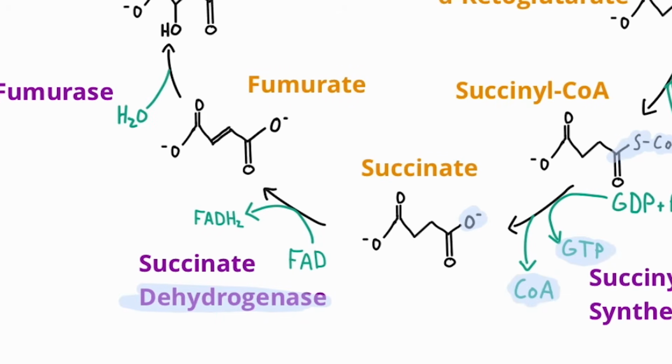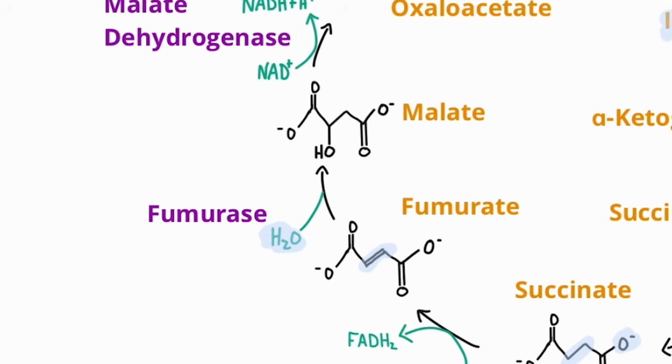The FAD is getting reduced, so we're looking for what gets oxidized. On the molecule succinate, there's really only one thing that can be oxidized, and that is the single bond between those two middle carbons. When a carbon-carbon bond is oxidized, it will turn into a double bond, just like what we see in fumarate. Now, fumarase adds the H2O, and when you add an H2O across a double bond, you're going to add an OH group on one of those carbons, and then a hydrogen on the other carbon, and that hydrogen just isn't drawn in.